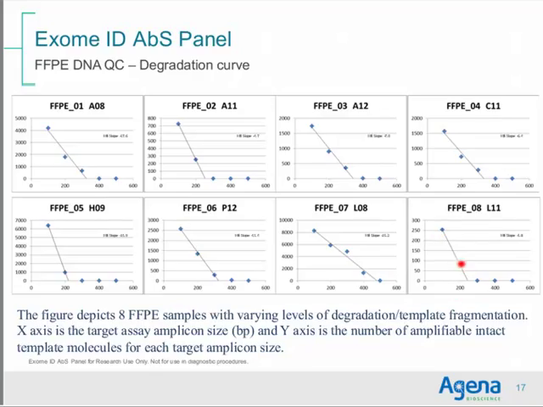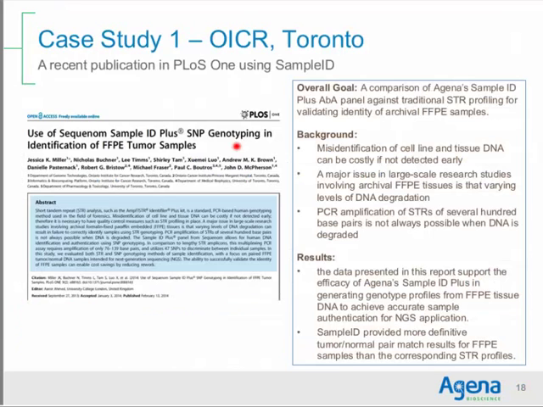Even targeted next generation sequencing is going to move into the realms of sampling noise and formalin artifacts. So, two case studies here. The first one is from the Ontario Institute of Cancer Research, and they're using Agena's Sample ID Plus assays by Agena panel compared to traditional STR profiling for validating archival FFPE samples.